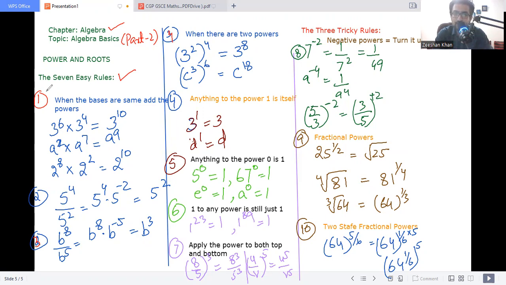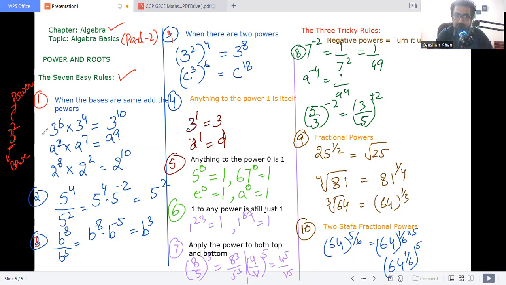So the first rule is: when the bases are the same, add the powers. For example, first we will discuss what is a base and what is a power. If I write 3 power 2, this 3 is called the base, and this 2 is called the power. Base means the downward number, and power is the one written on top.